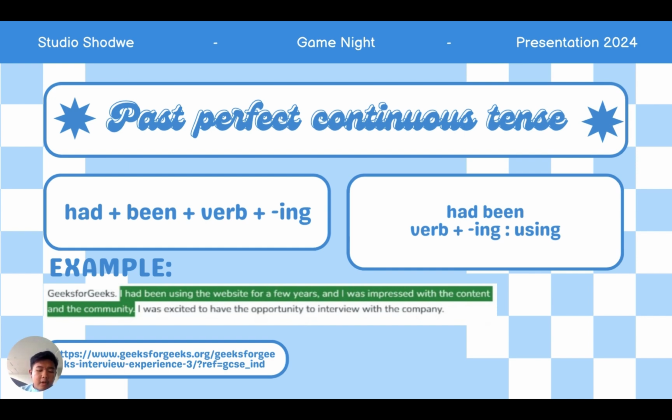Next, past perfect continuous tense. Past perfect continuous tense is a sentence that shows an action that started in the past and continued up until another time in the past. The formula is had plus been plus verb plus ing. Let's look at the article: I had been using the website for a few years, and I was impressed with the content and the community. In this sentence, we are using had been and the verb ing is using.